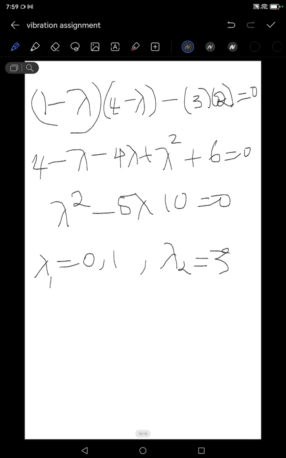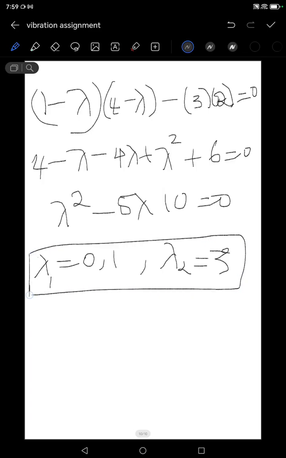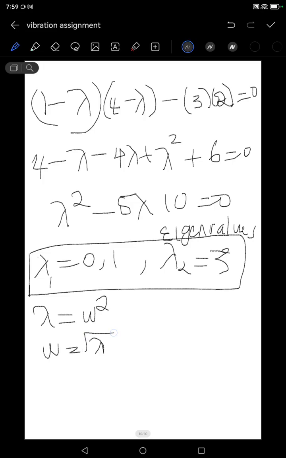And then after here, we're not done, but this, we call them what? Eigenvalues. When they say determine eigenvalues, you use determinants. So this one, we call them what? Eigenvalues. And then now when they say determine natural frequency, we all know that lambda is equal to the square of natural frequency. So to determine this, natural frequency is equal to the square root of lambda, like this.